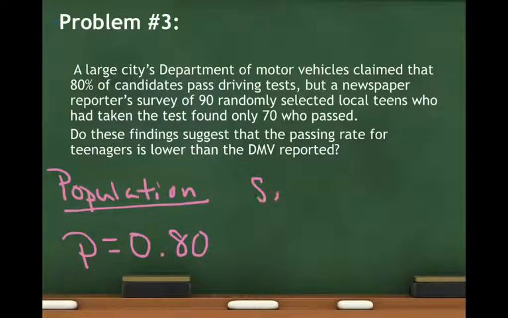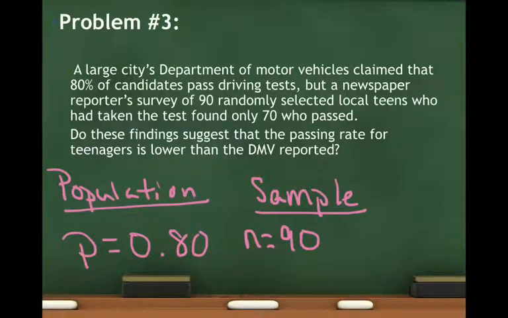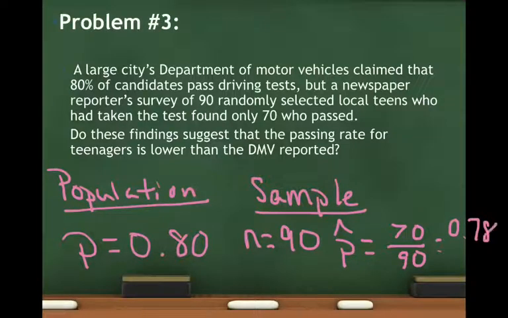Our second thing we want to look at is our sample. Here the reporter took a sample size of 90, so there's our sample size. You need to find your sample proportion, P hat. What you have for P hat is from 90 teens, 70 passed. So P hat will be 70 divided by 90. Why don't you find that value? If you found that, P hat should be 0.78.